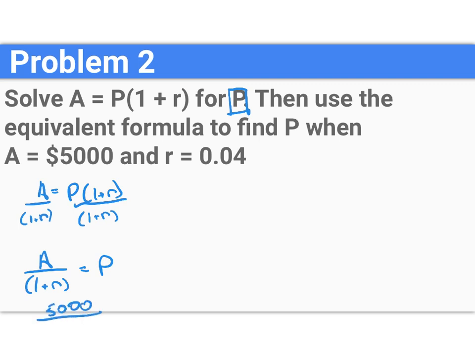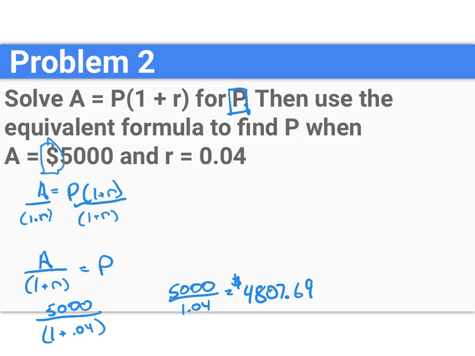5,000 over 1 plus 0.04. And then 5,000 divided by 1.04 equals 4807.69. And we had to round off to the hundredth because we're dealing with dollars. And we know that dollars only go to 2 decimals, 2 numbers to the right of the decimal, to the hundredth place.